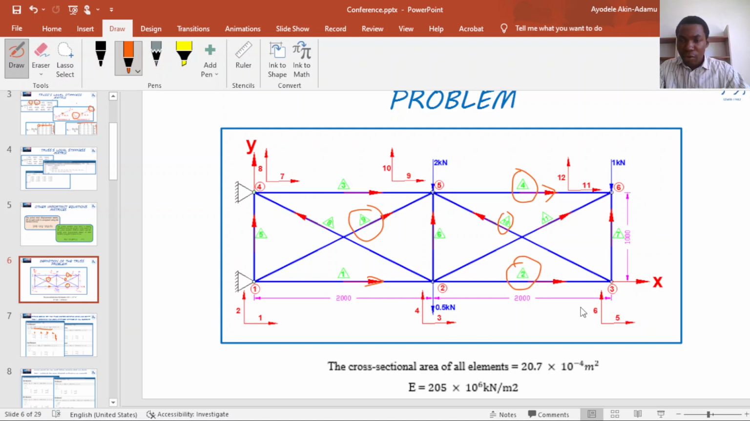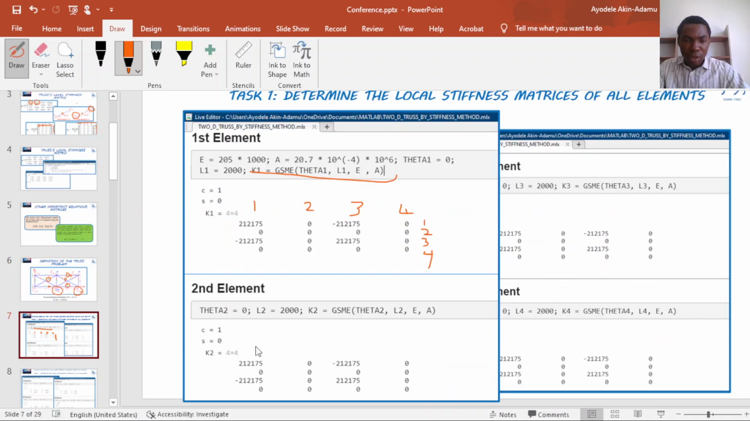Element 2 has 4 degrees of freedom too: 3, 4, 5, 6. Because our arrow is pointing from node 2, the numbering of degrees of freedom will start from the degree of freedom at node 2. So the number for element 2 will be 3, 4, 5, 6. So that's how it's going to be.